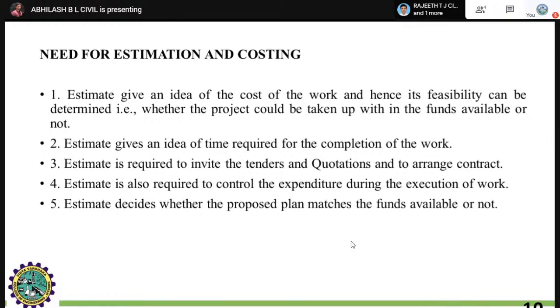Next, estimation is required to invite the tenders and quotations to arrange the contract. Next, an estimate is also required to control the expenditure during the execution work, and at the last, estimation is required to decide whether the proposed plan matches the funds that are available or not, right? This is how it is done in your paperwork.